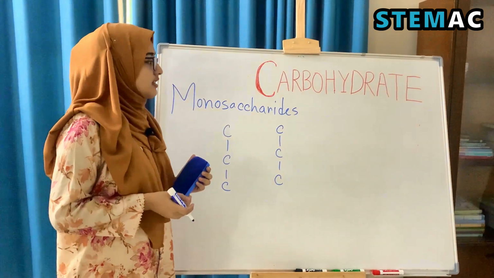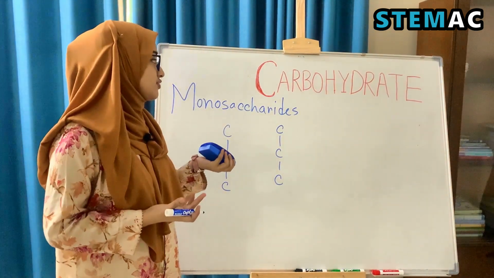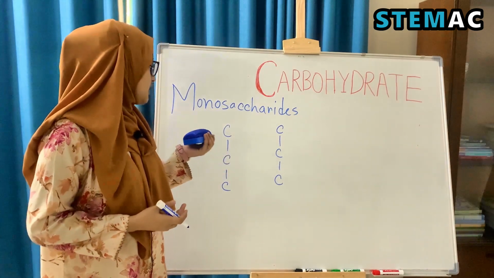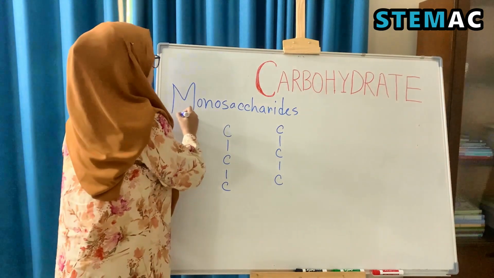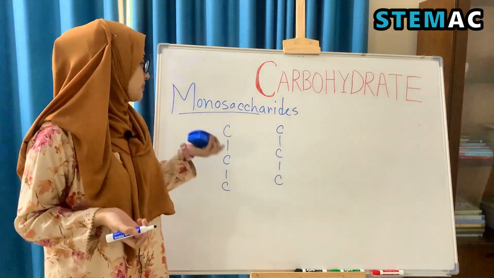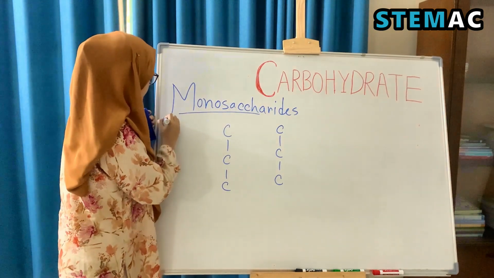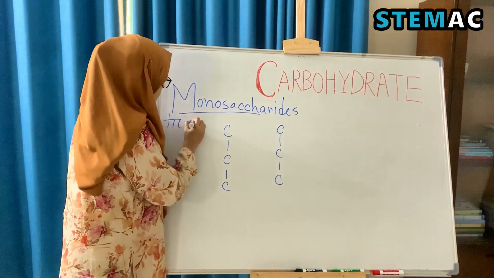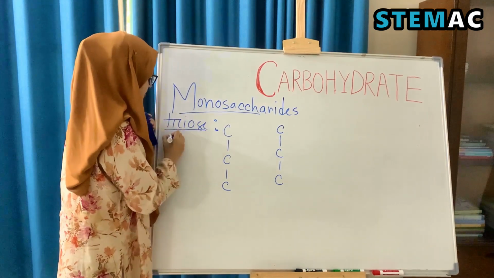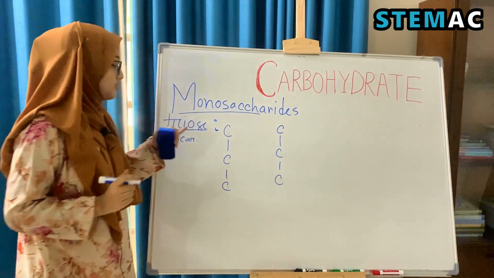Based on the carbonyl group a carbohydrate has, it can be called polyhydroxyaldehyde or polyhydroxyketone. So we are going to talk about monosaccharides now. We know monosaccharides can have carbon number 3 to 10. So we are going to talk about triose. Tri means 3, so it should have 3 carbons, right?